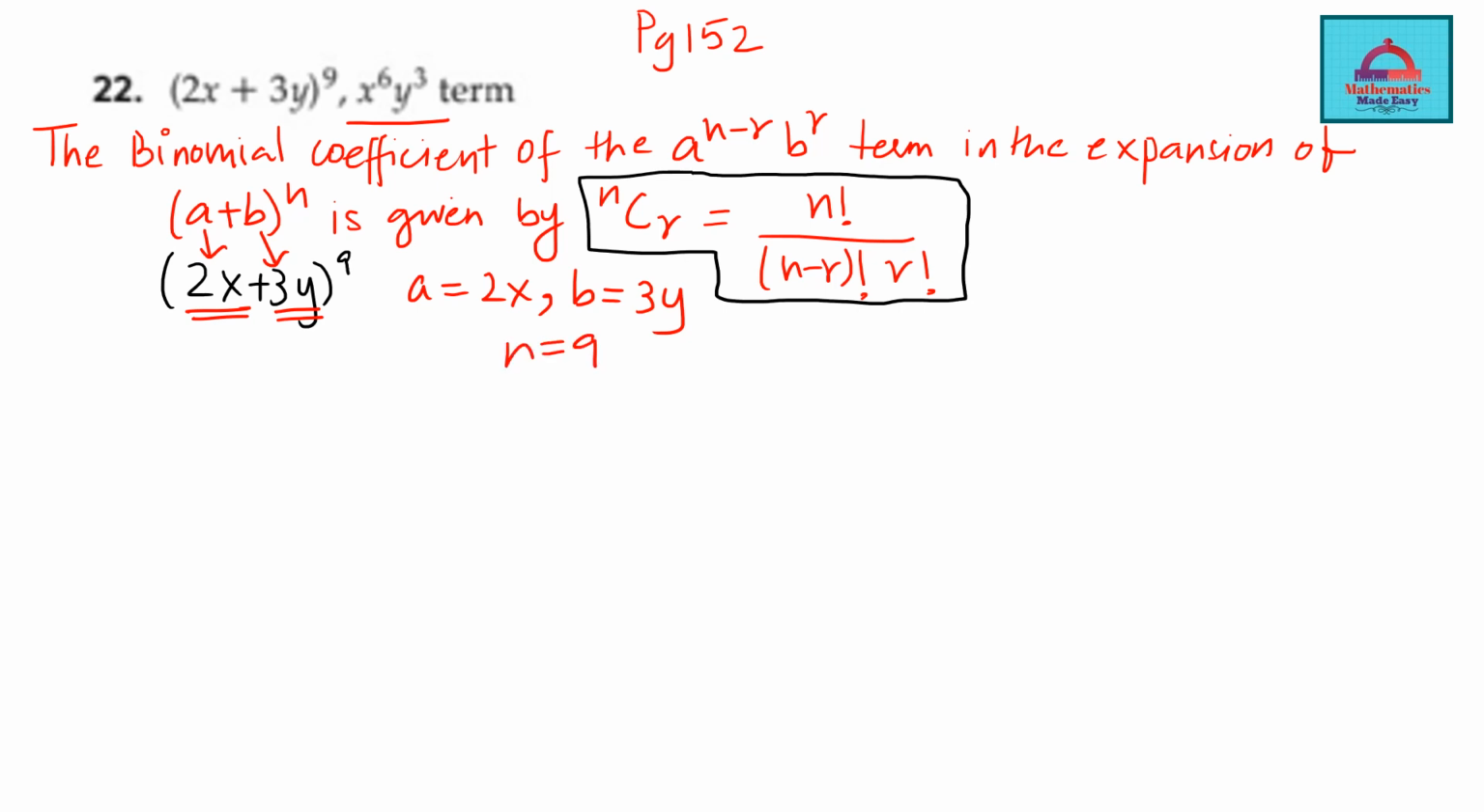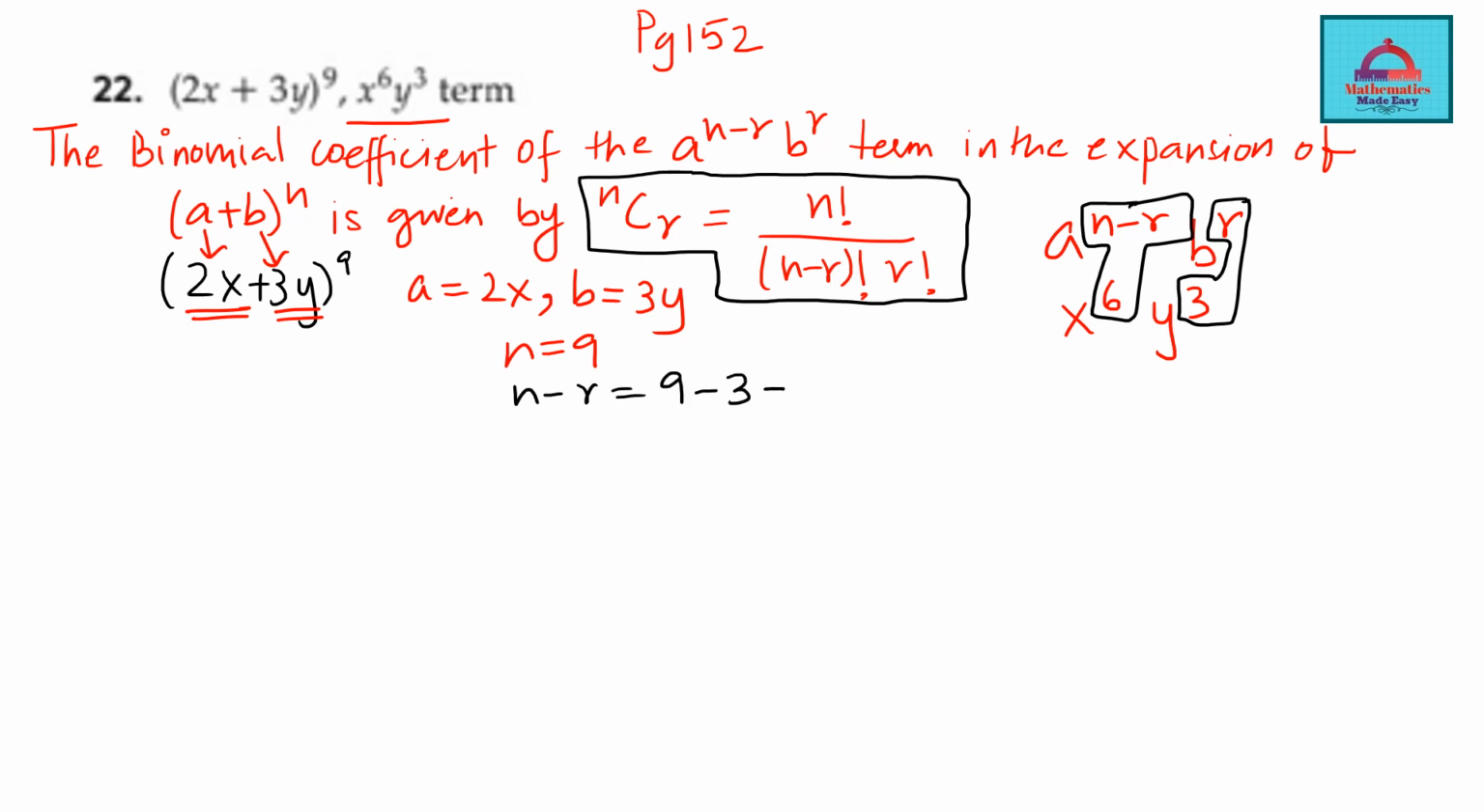Now you want to compare this term. Let me write a^(n-r) b^r with x to the power 6, y to the power 3. So what is your value of r? Very easy to understand. Your r is 3, your n minus r is 6, and that's well defined because n is 9. So n minus r, that is 9 minus 3, would give you 6. So n and r you have got from the question itself. These are some important things you need to figure out before you start solving the question. So let's do it now.